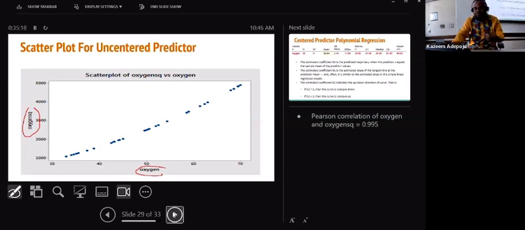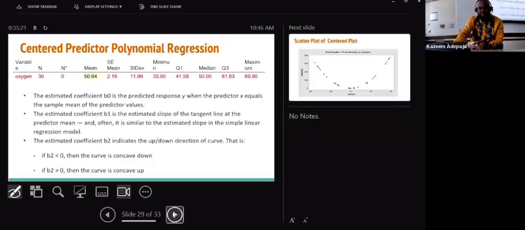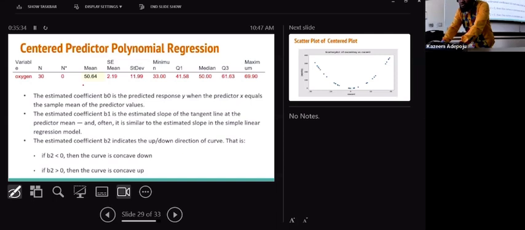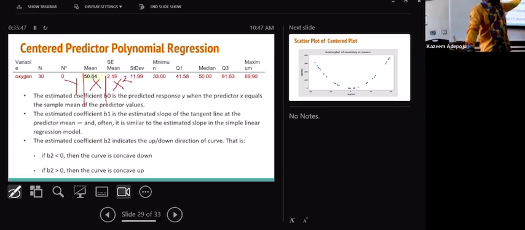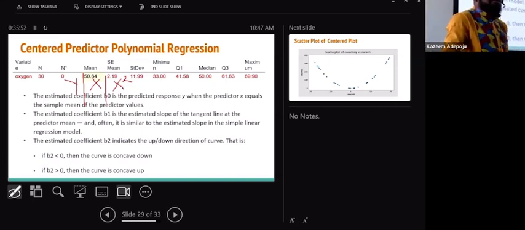Now, what can we do to correct this situation? But before we know what to do, please pay attention. I've got Y and I've got X and X squared, because X squared depends on X. There's a violation of an assumption. One of the assumptions of multiple linear regression is no multicollinearity.